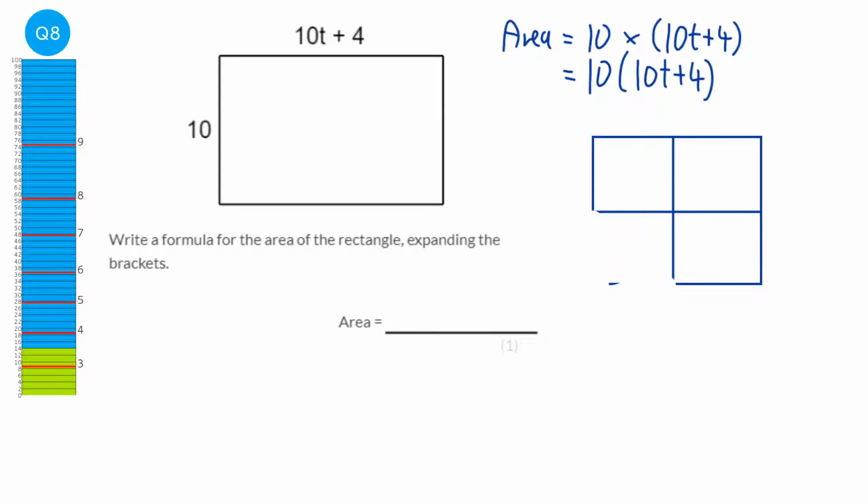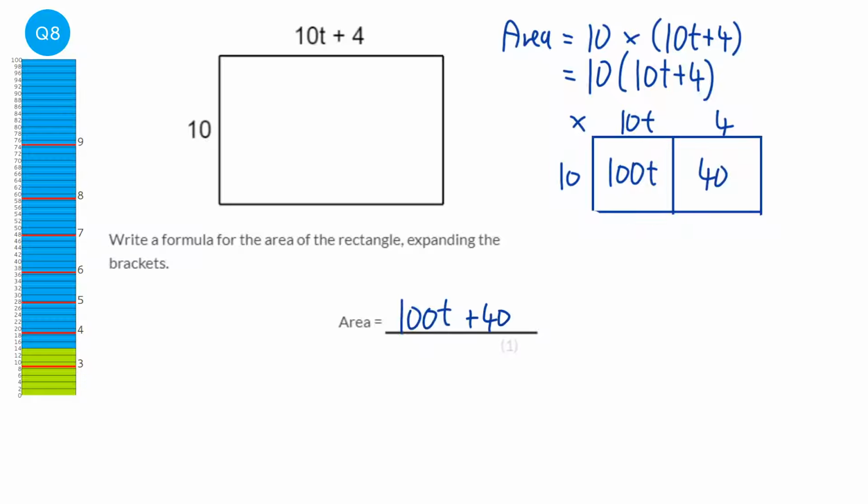Actually, I've done too many here. Let's get rid of that. So we've got 10 times 10t plus 4, and we're timesing them. So 10 times 10t, 10 times 10 is 100, so it'd be 100t. 10 times 4 is 40. So our answer will be 100t plus 40.